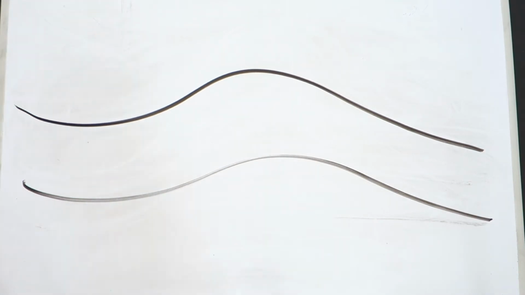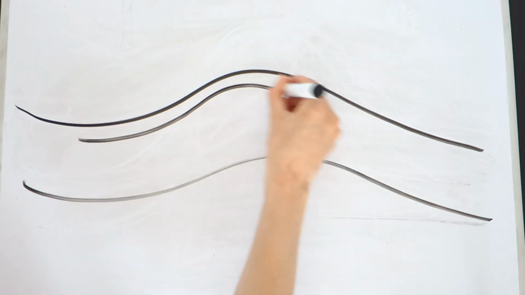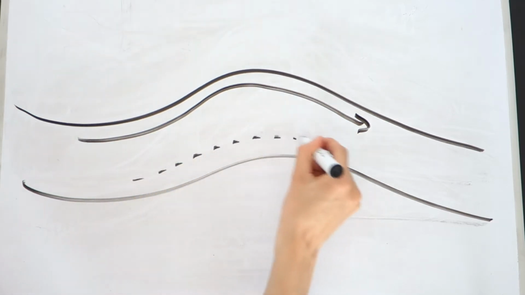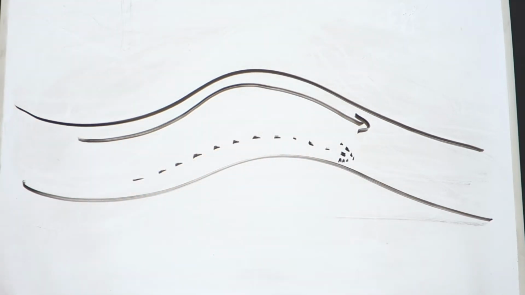Water flowing around the outside of the bend has a high velocity. It flows really quickly because it's got further to travel than the water flowing around the inside of the bend. The water flowing on the inside of the bend has a low velocity.